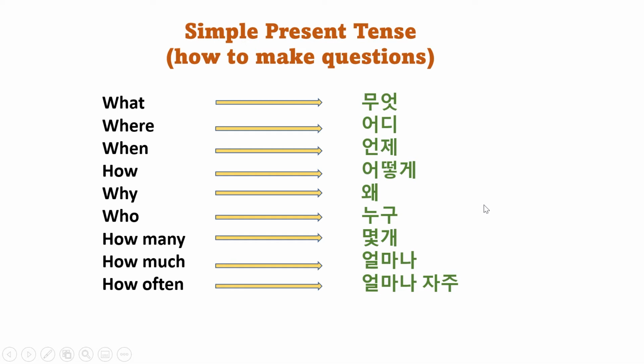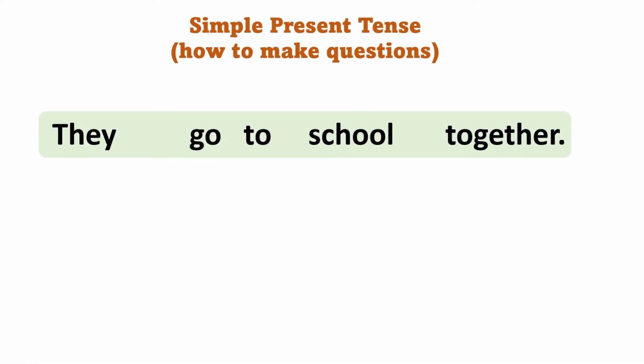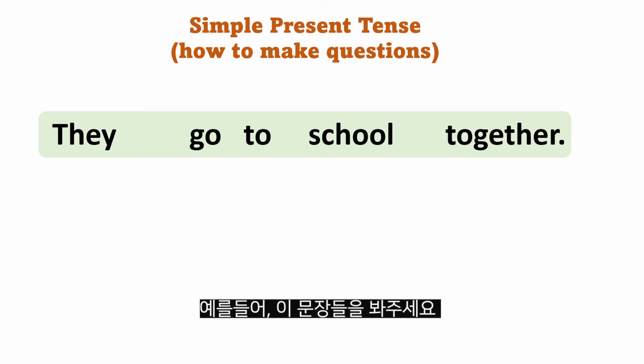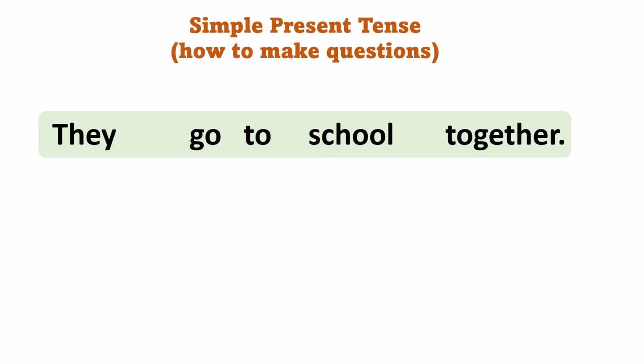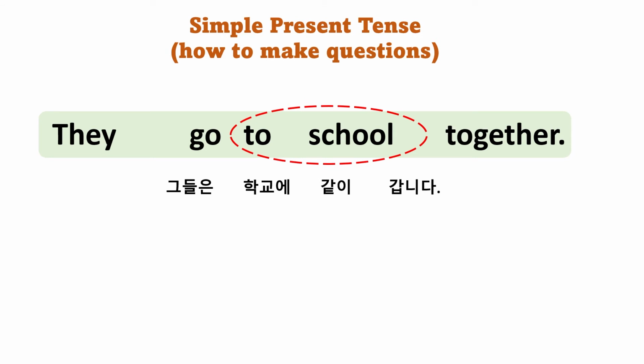So, let's start with a very simple example. For example, look at this sentence. They go to school together. We want to make a question that the answer would be to school. So we need to use the WH word where.